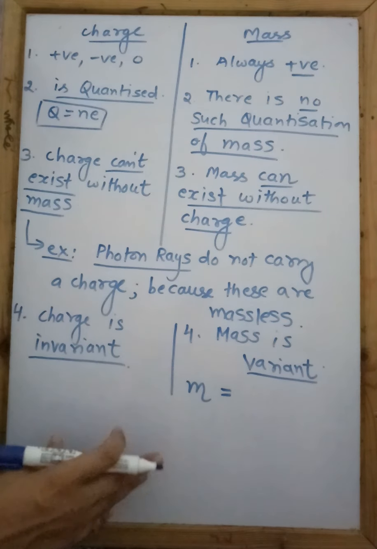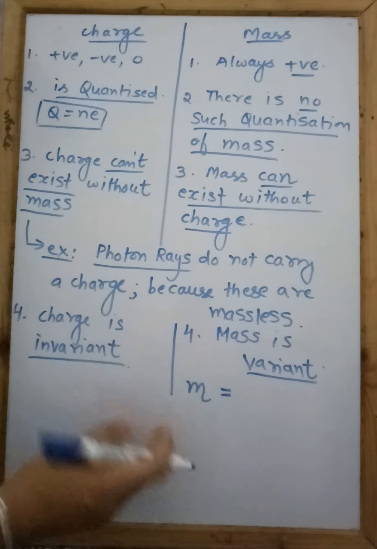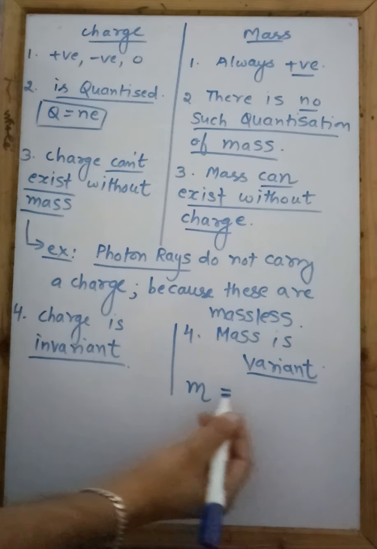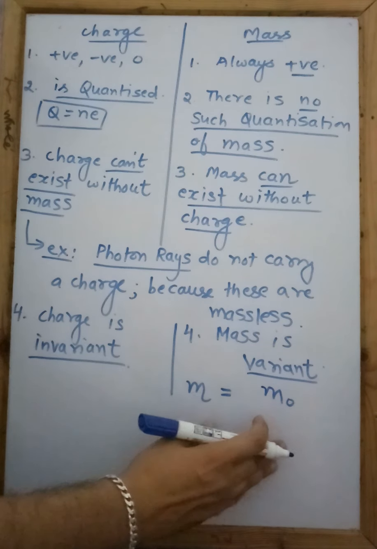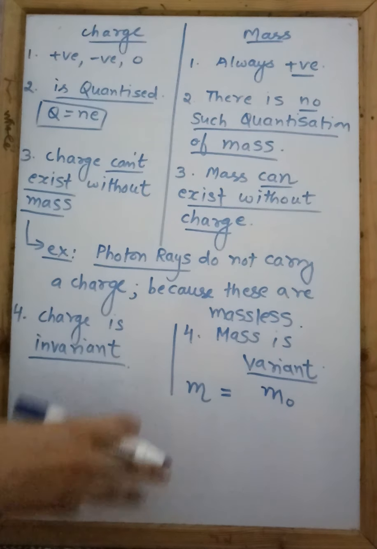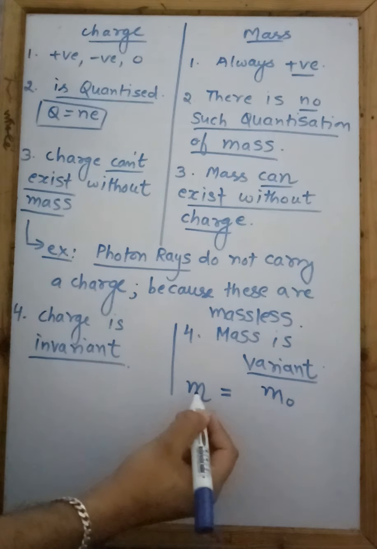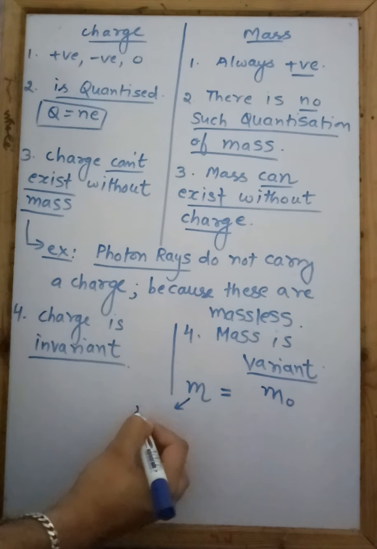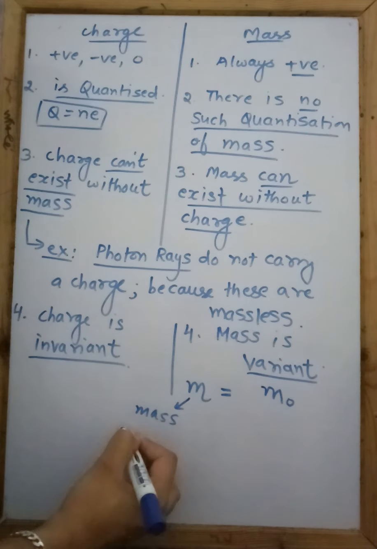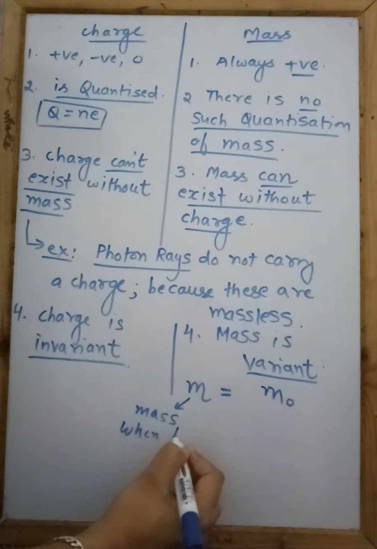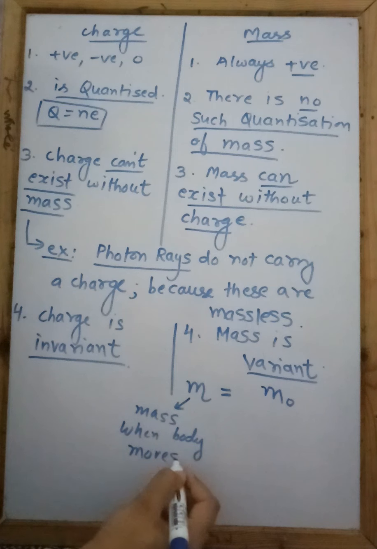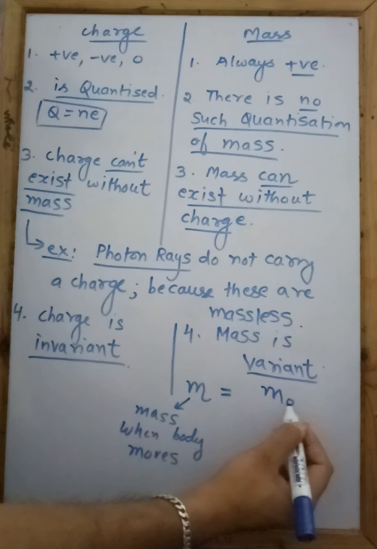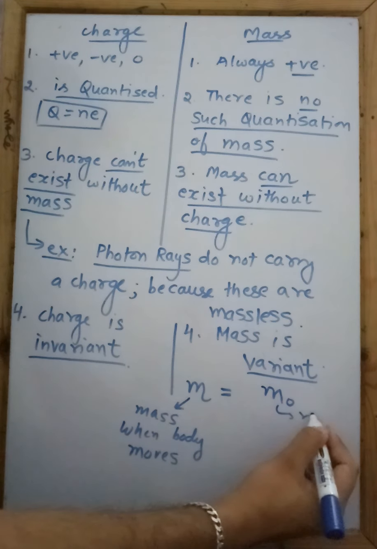It is not right now in your syllabus. It's just a short point which I will discuss over here. m is equal to m naught. What is m naught? m naught is the rest mass. Rest mass means when a body is at rest, then its mass is m naught. So m is the mass when the body starts to move. When some body starts to move, its mass is different, and m naught is the rest mass.